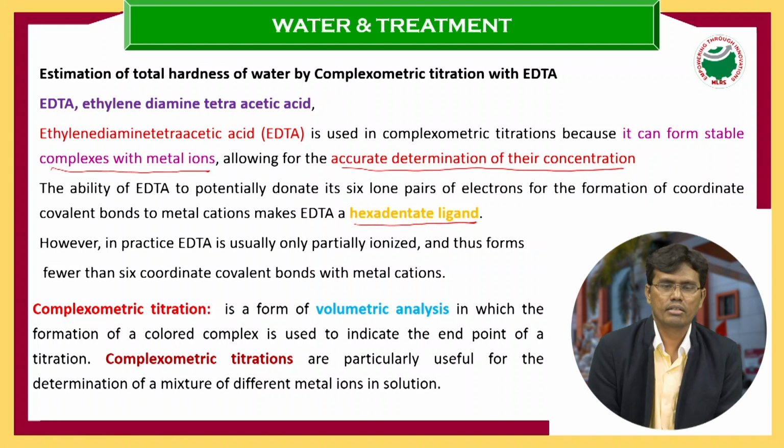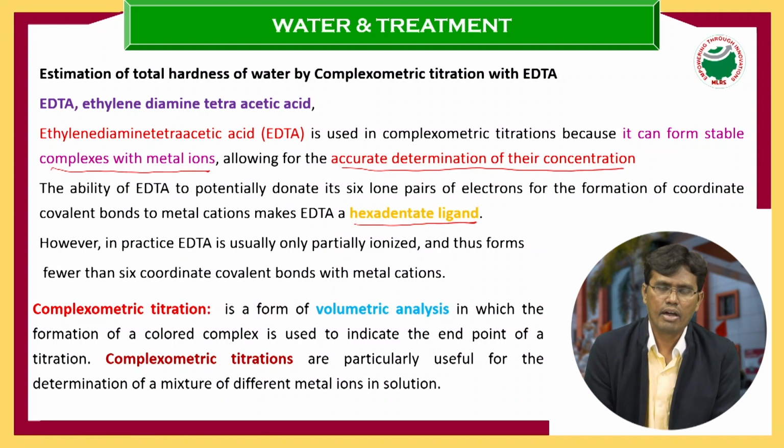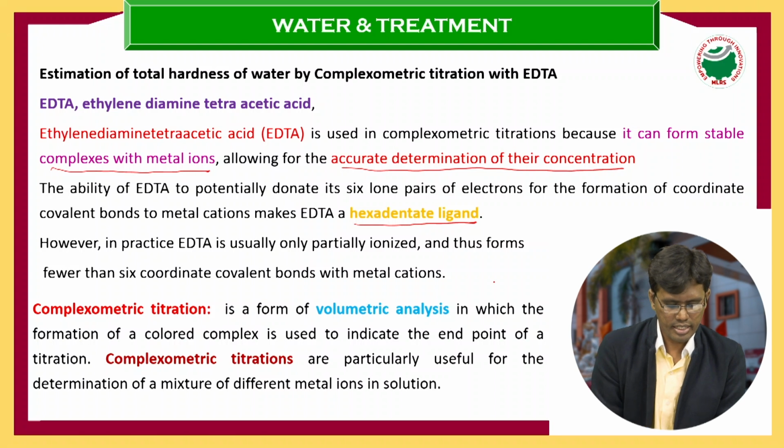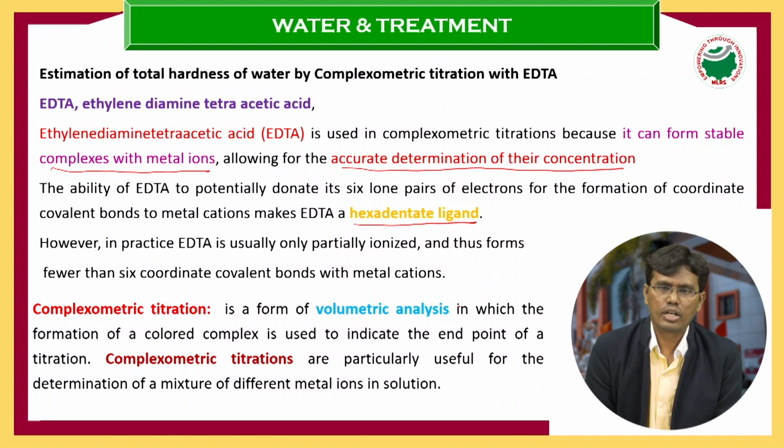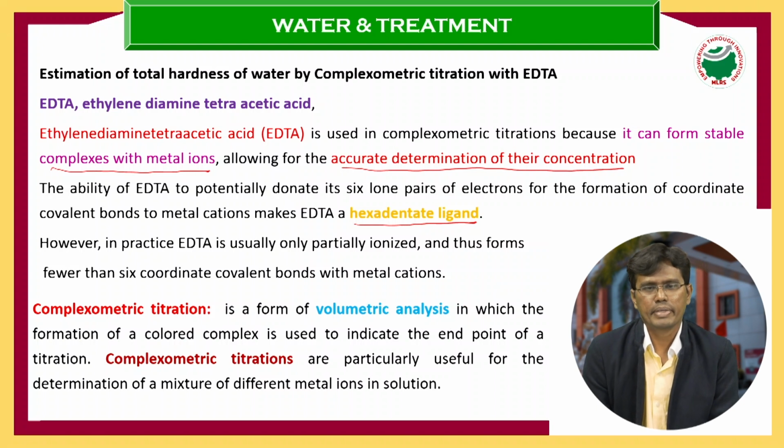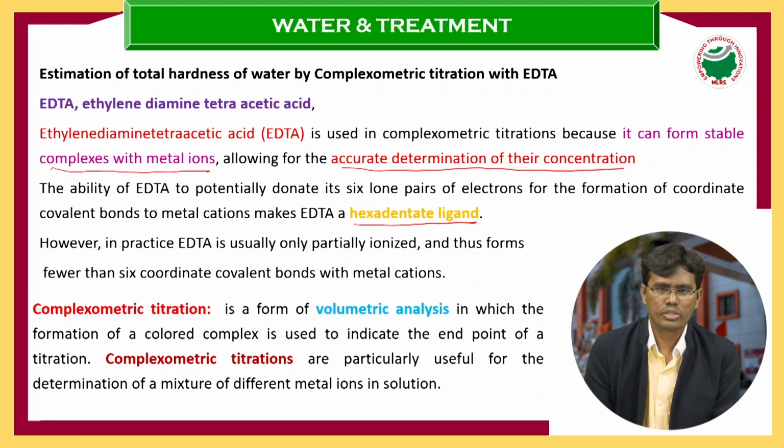Next, complexometric titration is a form of colorimetric analysis. Here, colored complexes are used to indicate the end point. For example, methyl orange indicator, phenolphthalein indicator, EBT, etc. Especially in complexometric titration, we are using the EBT indicator. EBT means Eriochrome Black T.